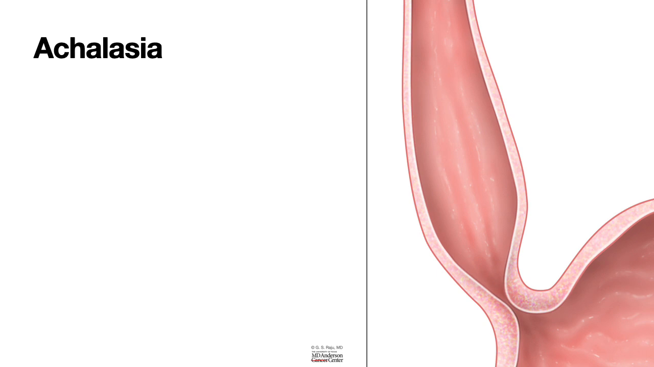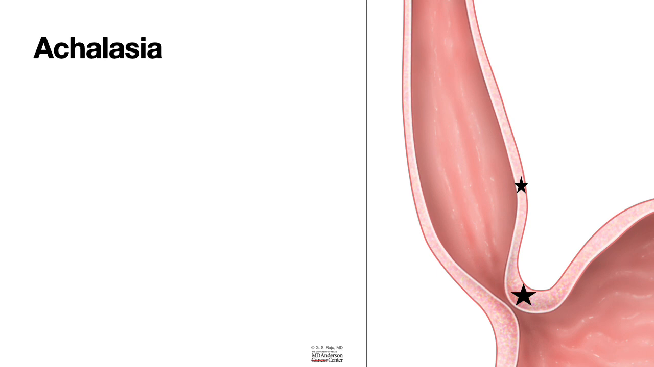The problem is in the muscle, and the lower esophageal sphincter is spastic and does not relax with a swallow, and the esophageal muscle does not contract properly or have the peristaltic activity. So these two disturbances produce difficulty in emptying the esophagus into the stomach, otherwise resulting in difficulty in swallowing, known as dysphagia.